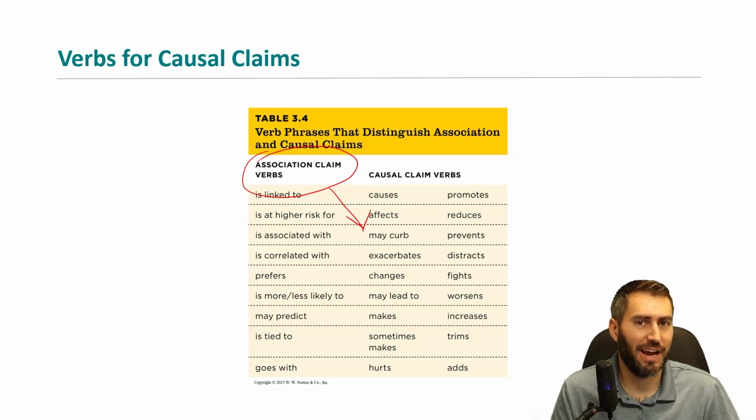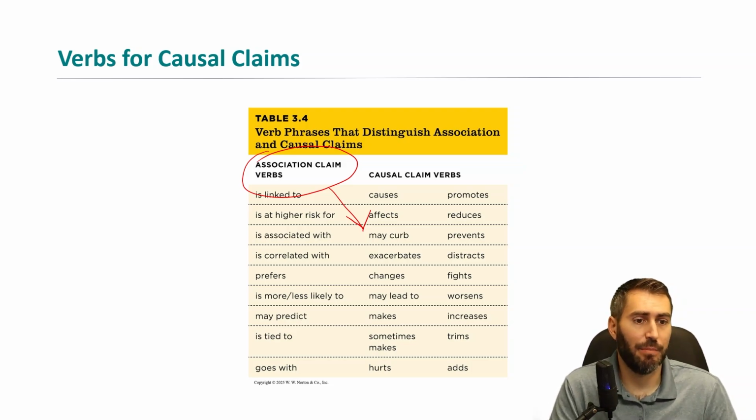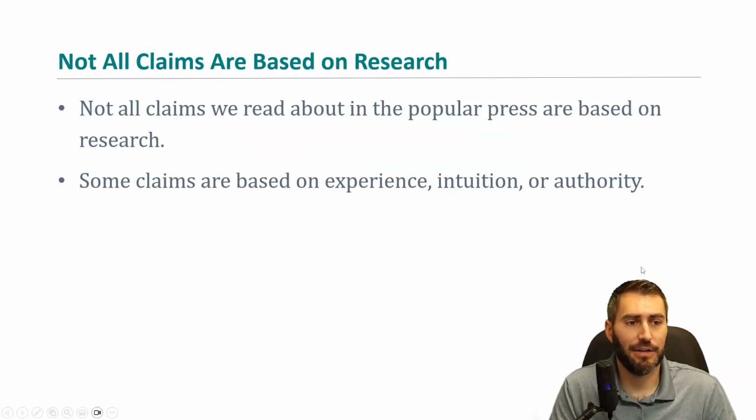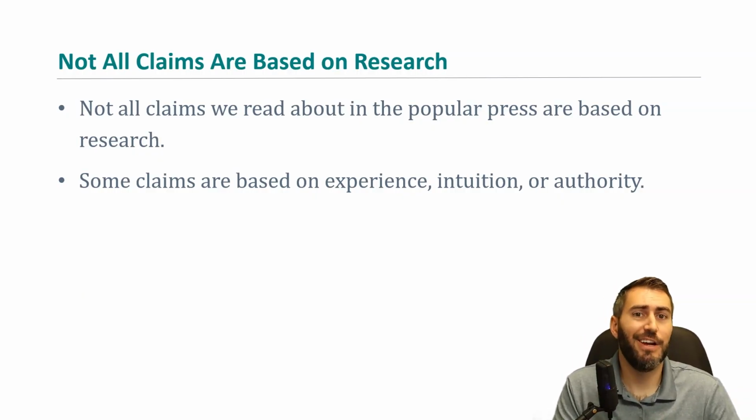And I think it's really important to understand that just because you see a causal claim verb in, say, a news article or news reporting, it doesn't always mean that it was actually a causal study that was done. So I think this is an important thing to be aware of. And we see that here too, again, not all claims we read about are based on research, and not all people writing about these are researchers and understand this distinction. So I think it's important for you to learn this distinction so that you're informed when reading and understanding other research.